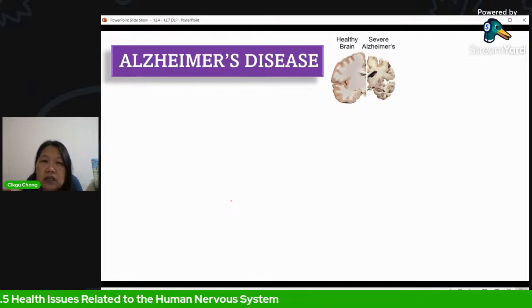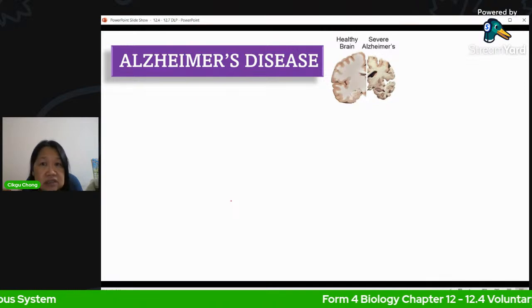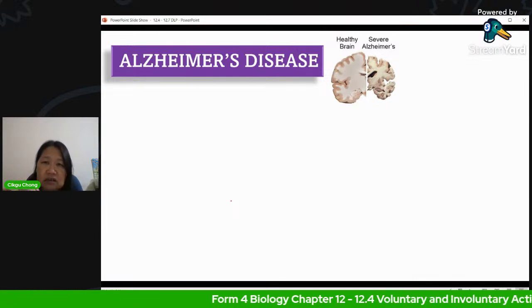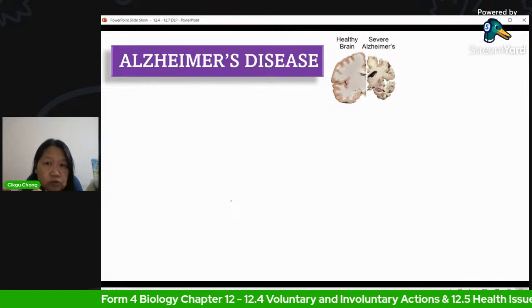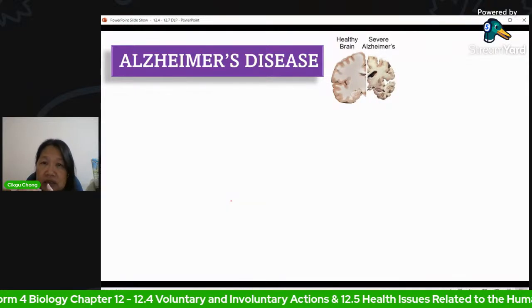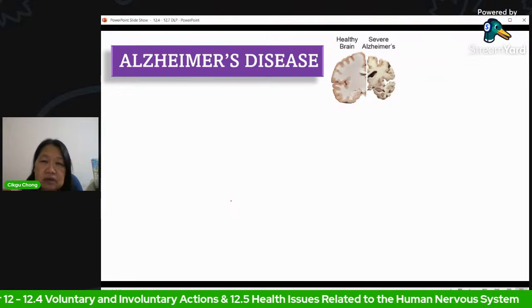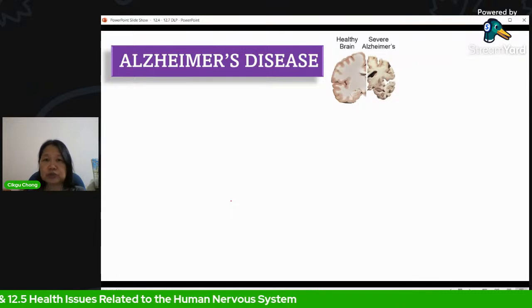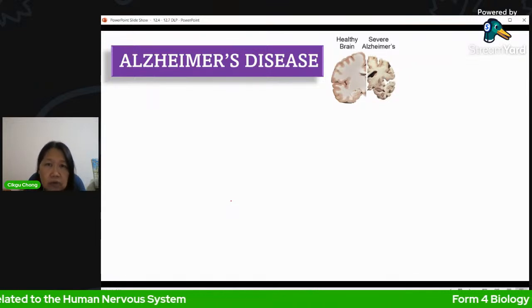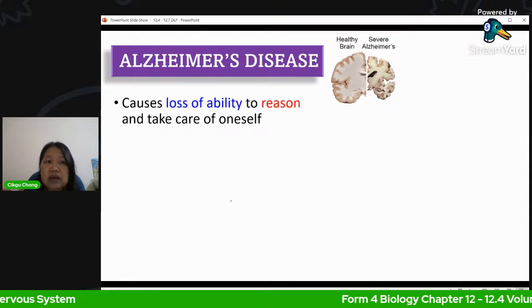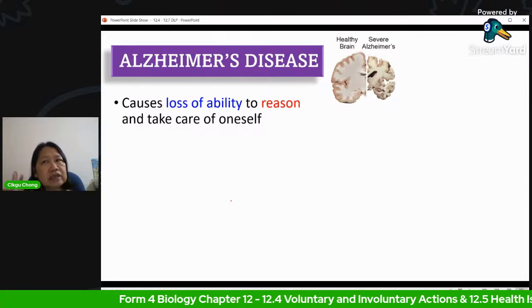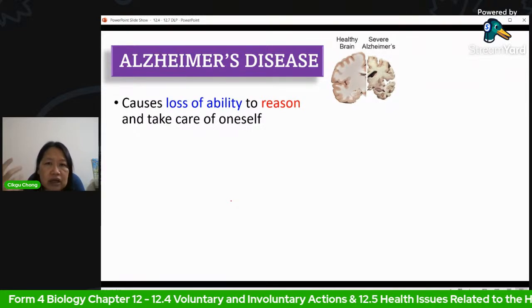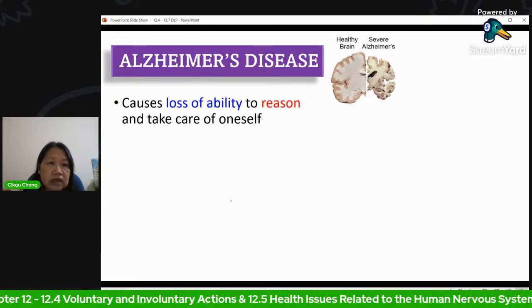So if you look here, the one on the left is a healthy brain. The one on the right, this person suffers severe Alzheimer's. You will see that the size of the brain tissue, that means the neurons here, are small. I mean, the size of the brain is smaller. They have degenerated. The nerves, the neurons have degenerated. So there are a lot of functions which are not available anymore. They cannot carry out certain functions, right? So it causes loss of ability to reason. So sometimes the person cannot even think and reason logically, and is unable to take care of themselves.